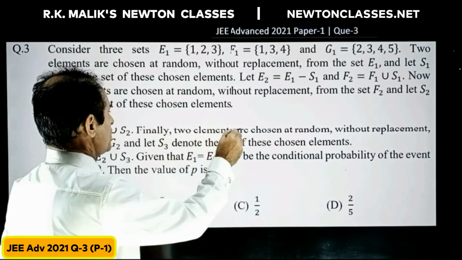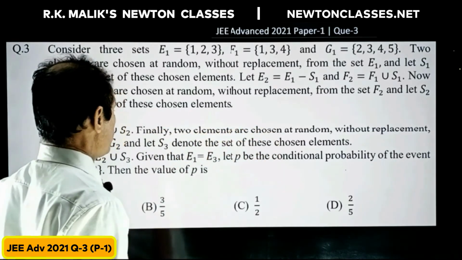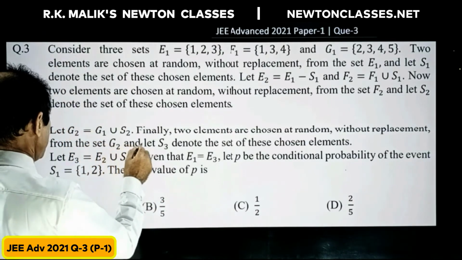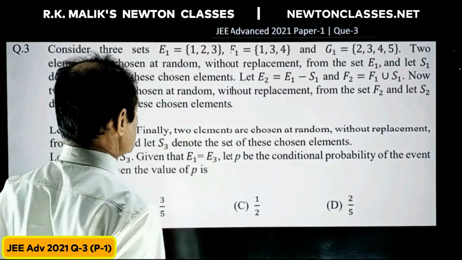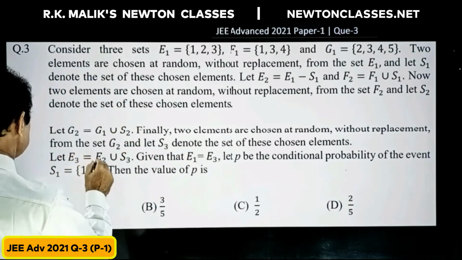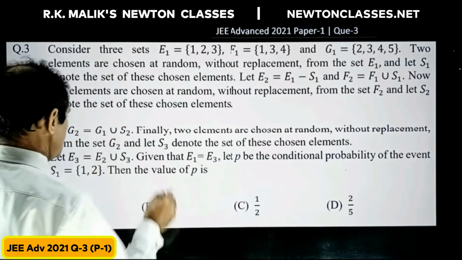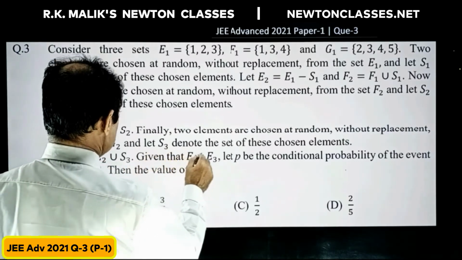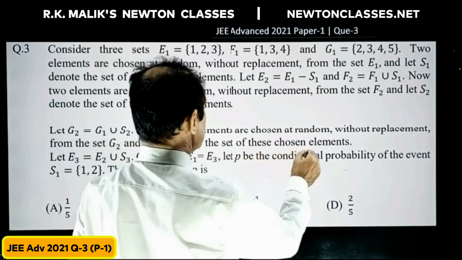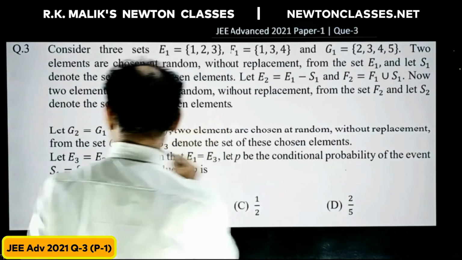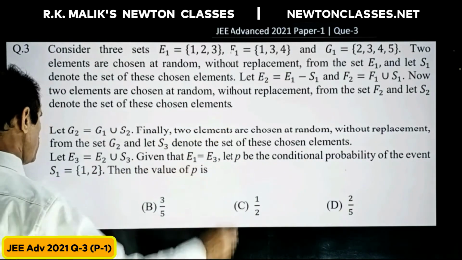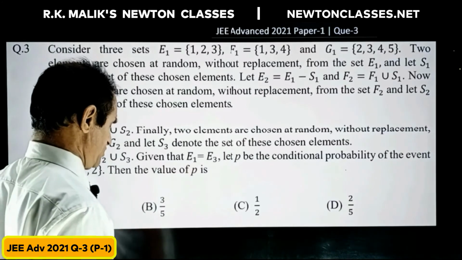Finally, two elements are chosen at random without replacement from the set G2. Let S3 denote the set of these chosen elements. Let E3 equal to E2 union S3. It is given that E1 is equal to E3. Let P be the conditional probability of the event S1 equal to {1, 2}. Then the value of P is, you have to find the correct choice.